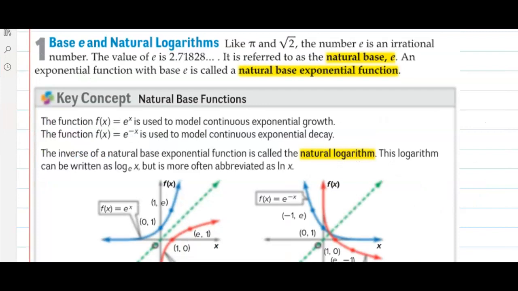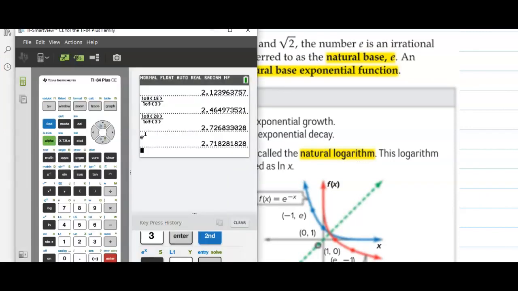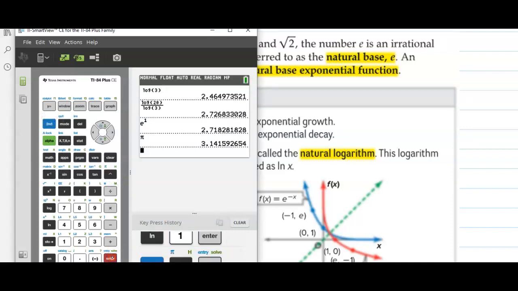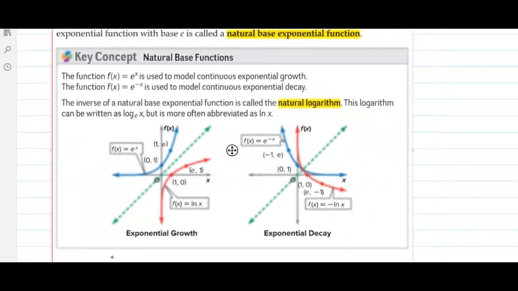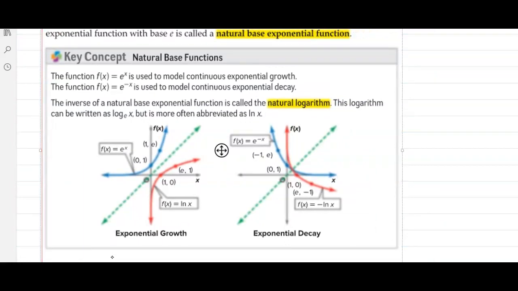So E is already saved into your calculator, just like pi is saved into your calculator. Second caret tells you what pi is. These numbers are already stored in our calculator for us to use. And then we use them when we are, like I said, modeling continuous growth, continuous decay. All right, the natural base exponential function, so e to the x, would have an inverse, which is the natural logarithm. A natural logarithm just means it's a log with a base of e.